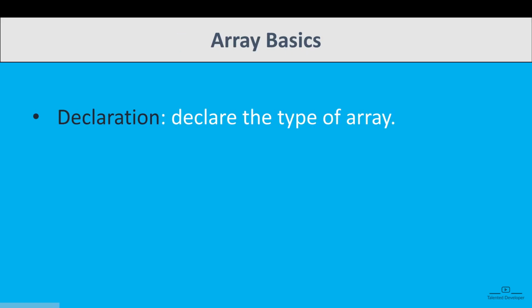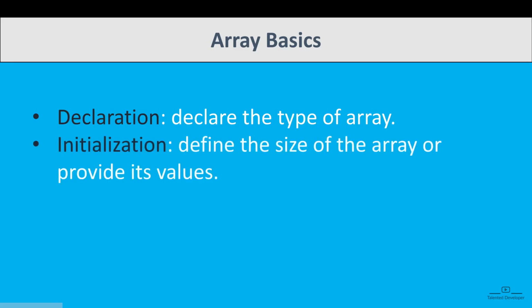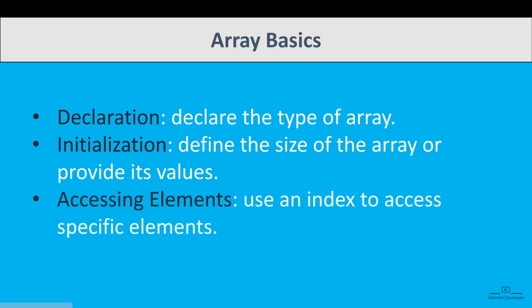First, you have to declare the type of array. The next step is initialization. You need to define the size of the array or you can provide the values directly. And the third one is accessing elements. You can use the index to access a specific element. So let's break down all these steps.